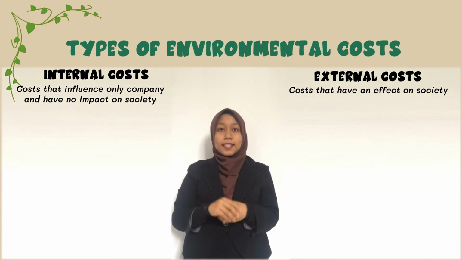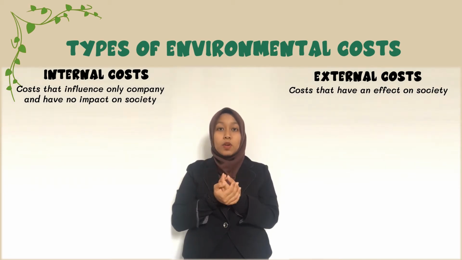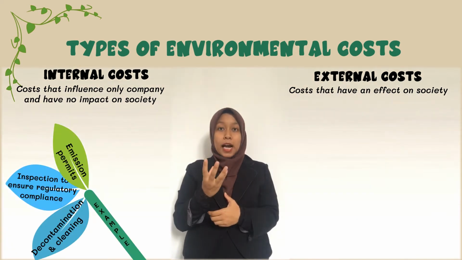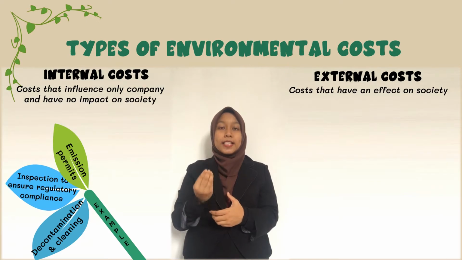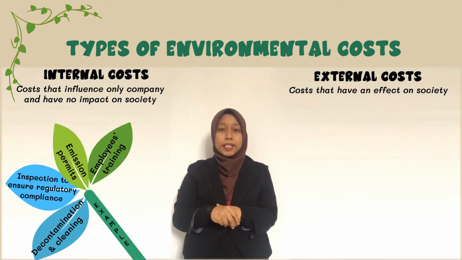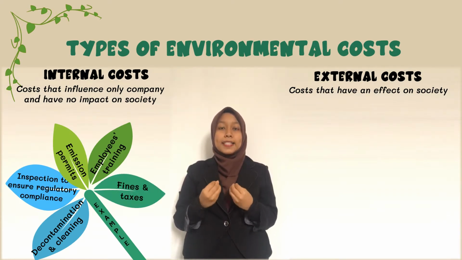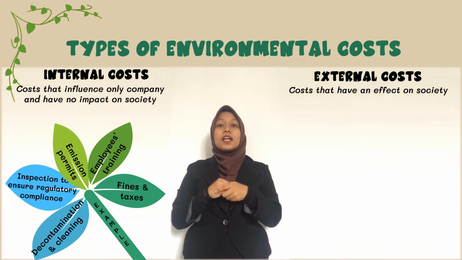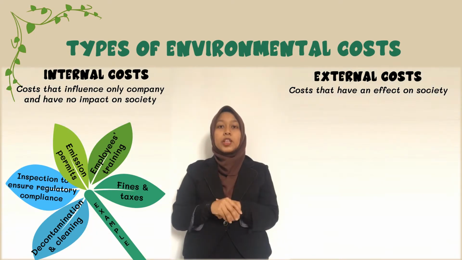Internal cost is the cost incurred by the company that only influences themselves and does not give any impact to the society. For example, the cost of inspection of a product to make sure it is regulations compliant. Next is the cost for training employees, and the last one is the cost to pay for fines or any taxes that are environmental related. External costs are costs that are directly attributed to society.